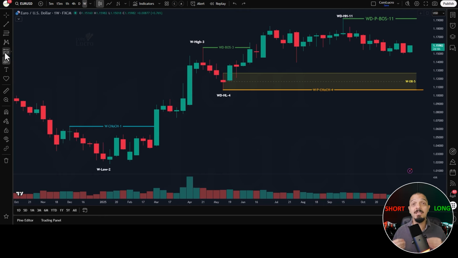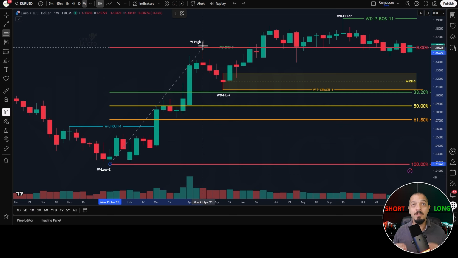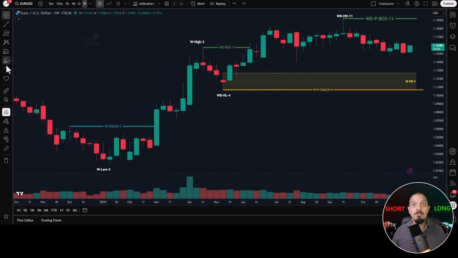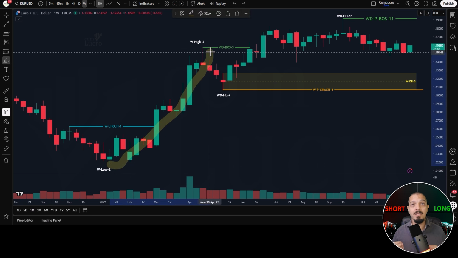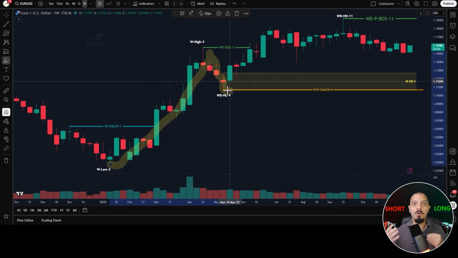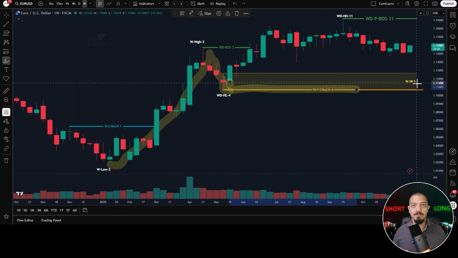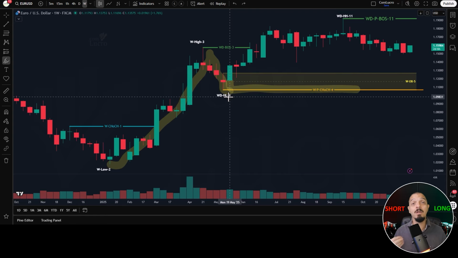This pullback continues until it reaches weekly daily higher low 4, which sets the new higher low of the weekly trend. Inside this retracement, we also have weekly possible change of character 4 and the weekly order block 5. This entire zone represents the institutional demand that defended the bullish structure and prepared the next upward leg.